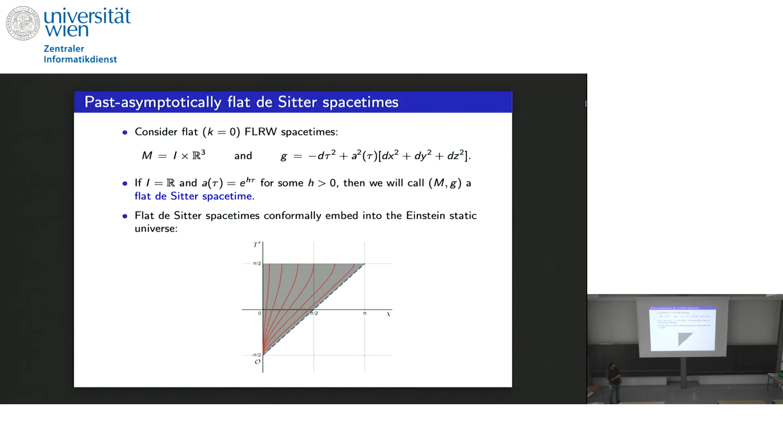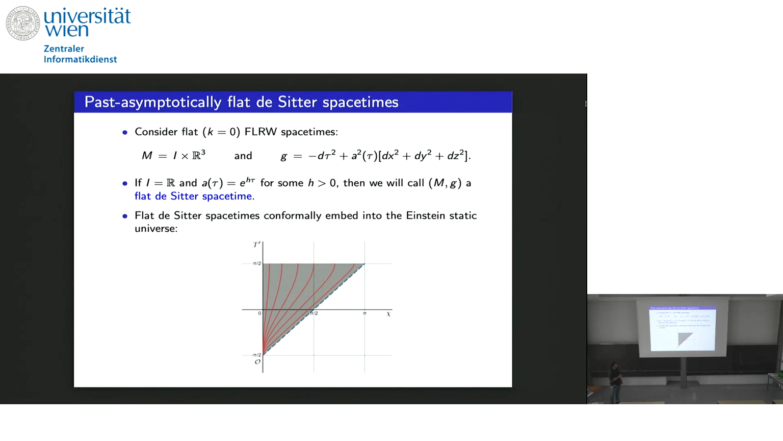Okay, so consider a flat k equals 0 FLRW spacetime. And so here is the manifold, and this is the metric that we're assuming, right? So we're assuming flat now. We're not assuming the hyperbolic metric. If I equals R and A of tau has this exponential form for some positive H, then we're going to call MG a flat de Sitter spacetime, and that's just because it's locally isometric to de Sitter space.